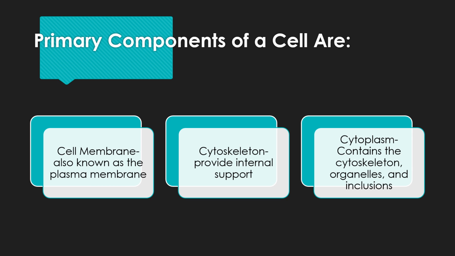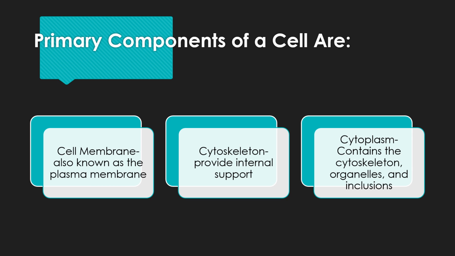Here is where centrioles can be found as well. Centrioles are microtubules that are found in pairs perpendicular to one another and are used in cell division. Cytosol is the gel that the cytoskeleton, organelles, and inclusions are encapsulated in. It is also known as intracellular fluid.